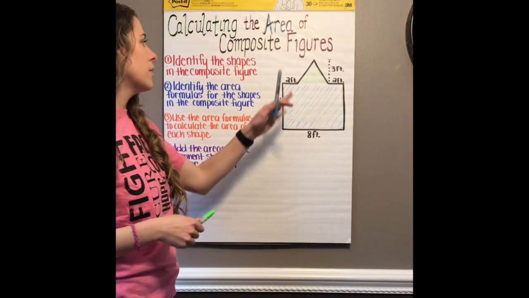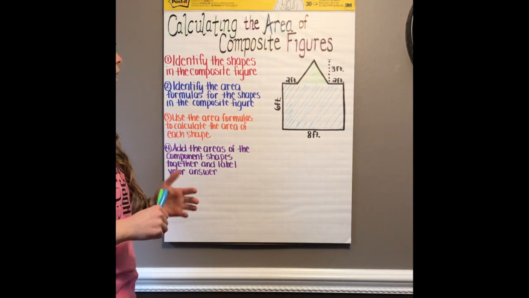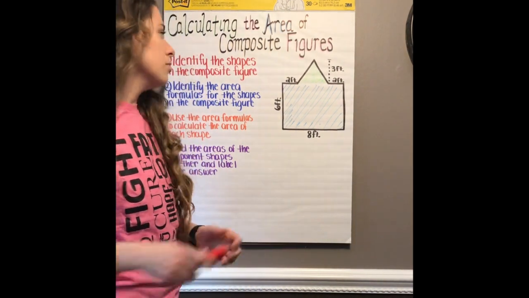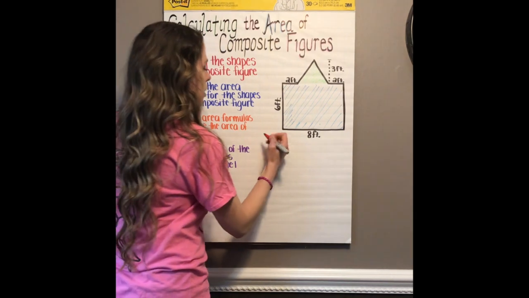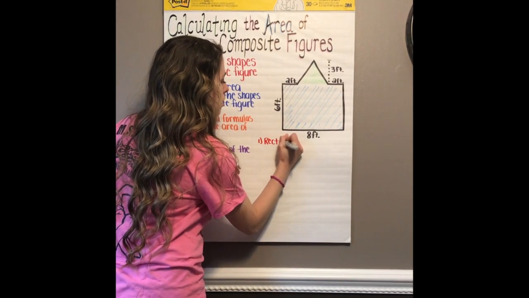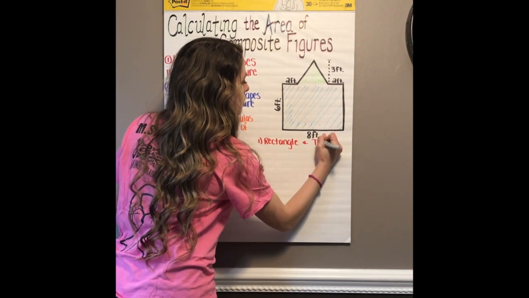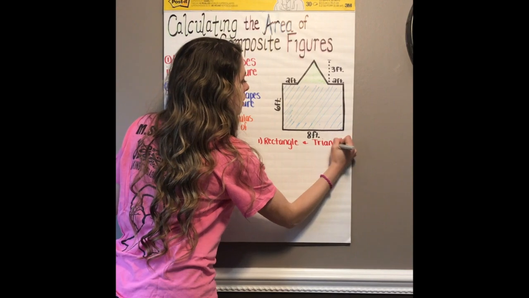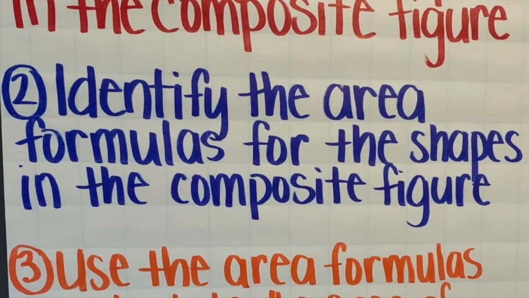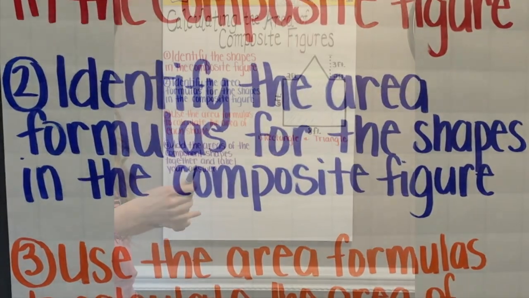So now that we've identified the shapes, we now need to identify the area formulas for the shapes. So we have, for step one, a rectangle and triangle. Step two, identify the area formulas for the shapes in the composite figure.